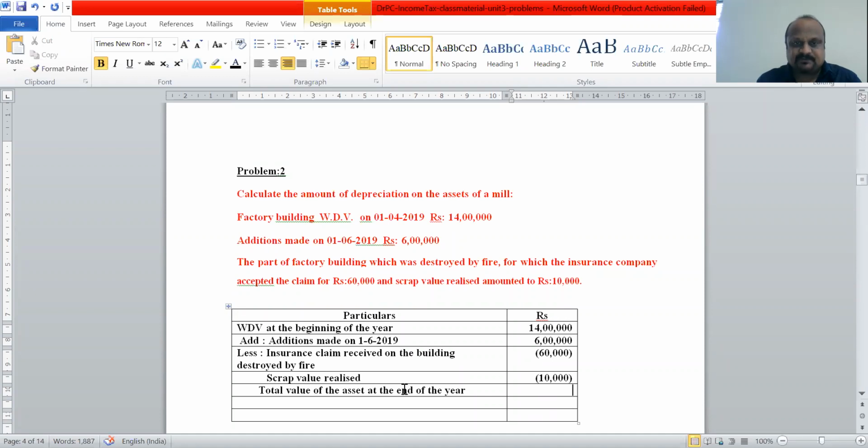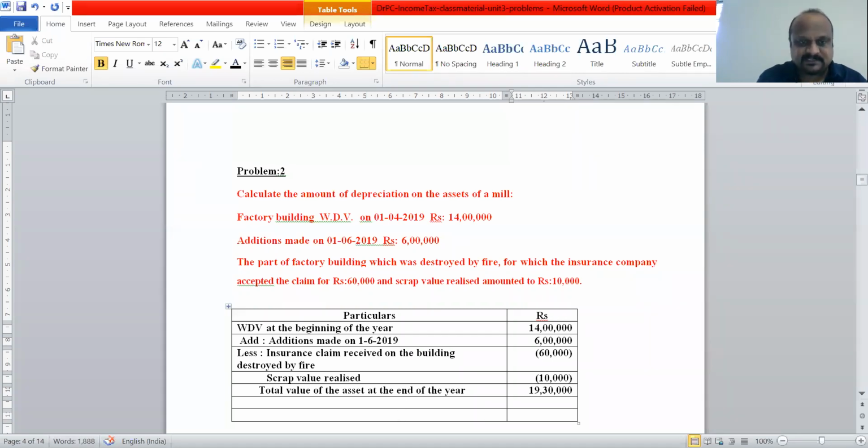Total value of the asset at the end of the year. 20 lakhs minus 60,000 minus 10,000. 20 lakhs minus 70,000 is 19 lakhs 30,000. So this is the total value of the asset at the end of the year.